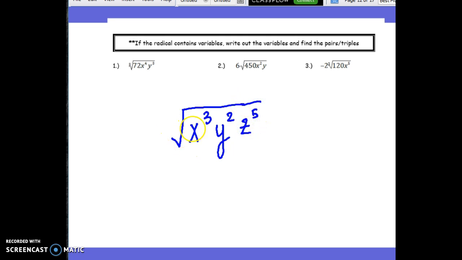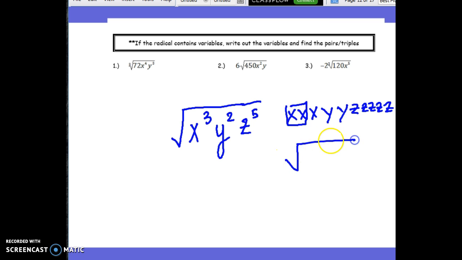In this case the index is 2, so I'm looking for all my pairs underneath. If I looked at x, I would write out 3 x's. Then I'd have 2 y's, and I'd have 5 z's, and I'm multiplying them all together. Because my index is 2, I'm looking for my pairs.